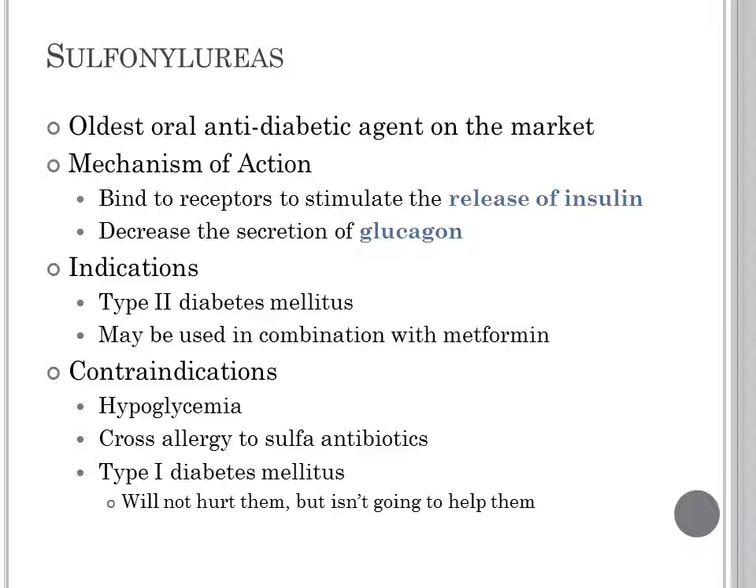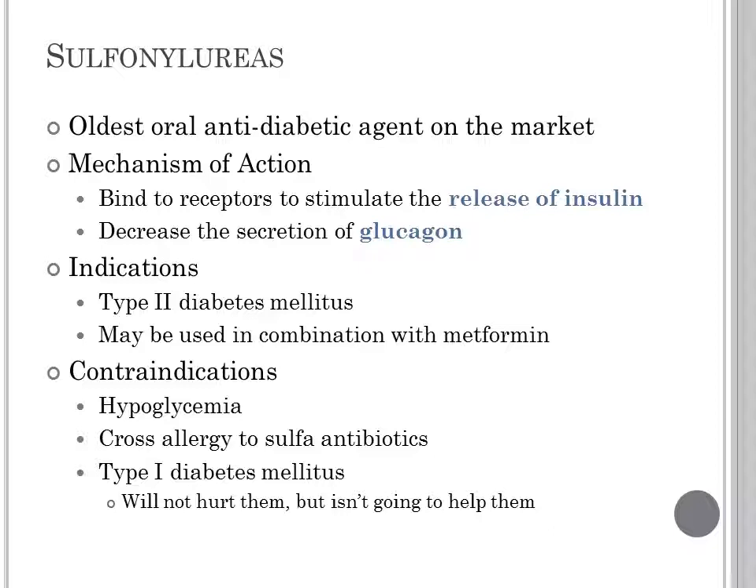And it doesn't have really very many off-label uses like metformin does because it's just not as good of a drug. Some of the contraindications, because it can cause a low blood sugar, if you check the blood sugar and it's low, you're not going to give this medication. Even if it's ordered, you're not going to give it because it's going to cause that blood sugar to go lower. So it's contraindicated in patients with hypoglycemia.